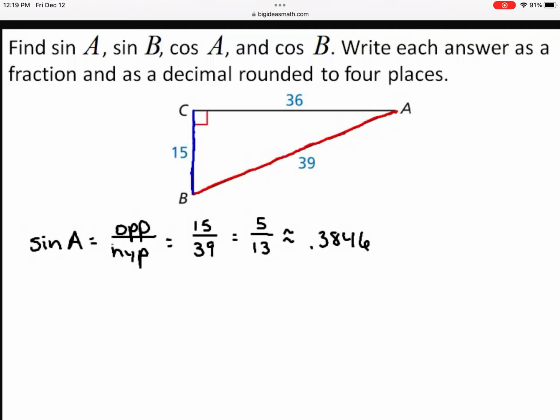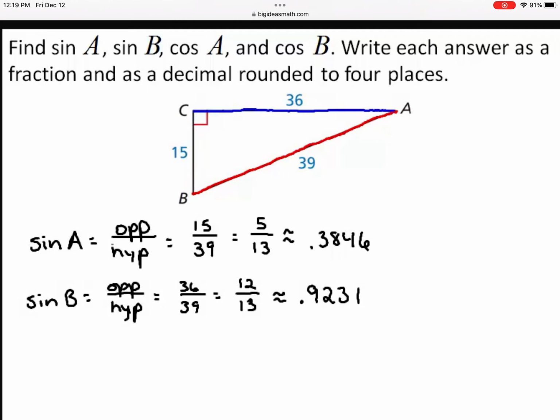So the sine of A is equal to the opposite side over the hypotenuse, which equals 15 divided by 39, which equals 5 divided by 13, which is about 3,846 10,000ths. Next, find the sine of B.